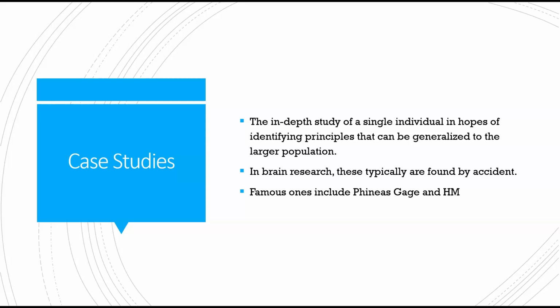Phineas Gage, you'll remember, was a railway worker who accidentally drove a spike through his frontal lobe. And as a result, we learned the role of the frontal lobe in helping us to control our emotions and having a filter on what we say.